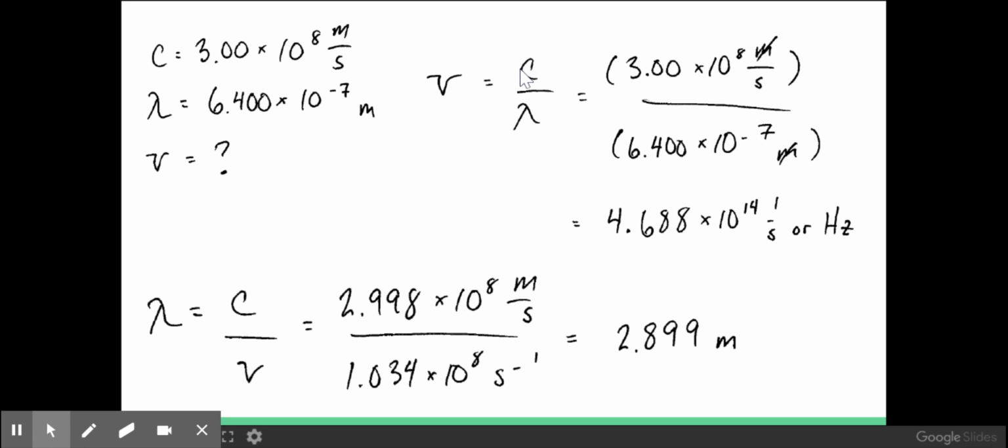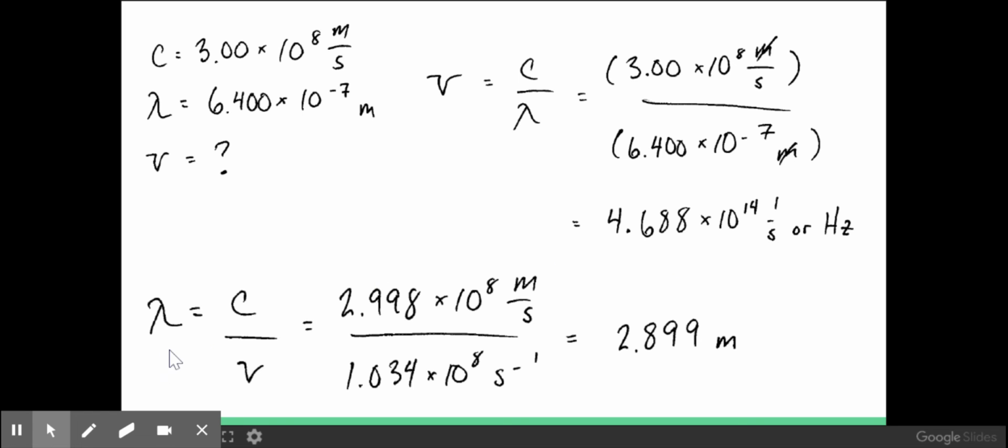Frequency is equal to the speed of light divided by its wavelength. The speed of light is a constant in meters per second. Notice how I put the units in here, and the meters are going to divide out to give us 1, which is going to leave us with our proper units of 1 over seconds or inverse seconds. So our final frequency for this type of light should have been 4.688 times 10 to the 14th inverse seconds or hertz. Usually frequencies are very large quantities when it comes to electromagnetic radiation.